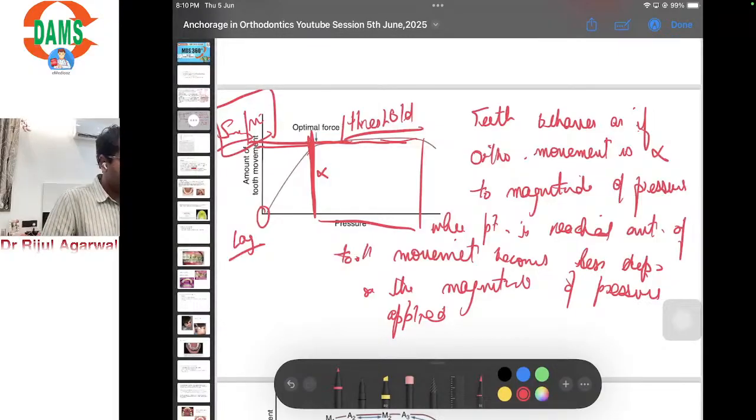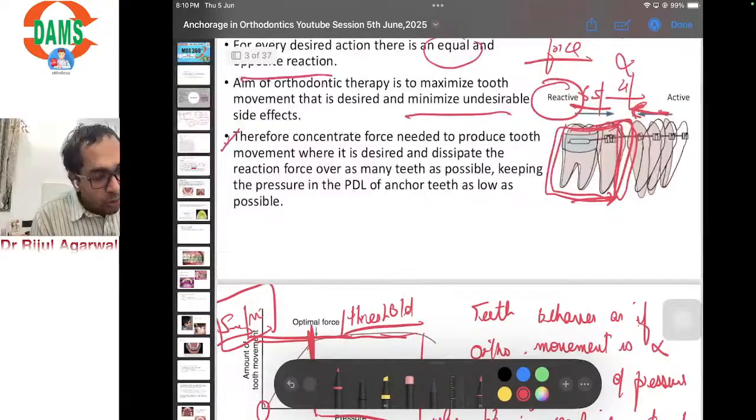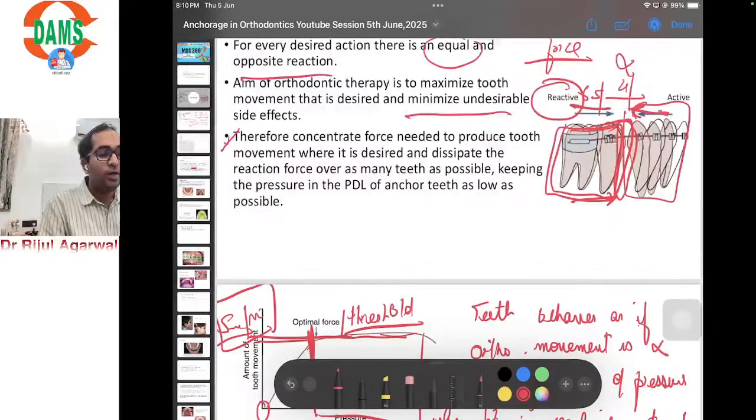Okay, so how is this concept important or linked to our topic of anchorage? What I mean to say is, the pressure or the force on the active unit should be above or at the optimal level, and on the reactive movement tooth, or the tooth which we do not want to move, we keep the force level below the optimal level.